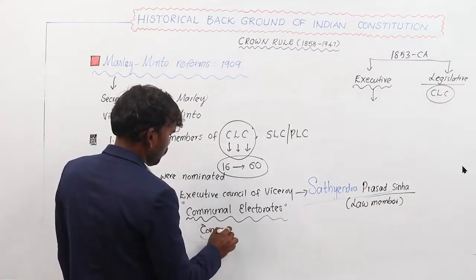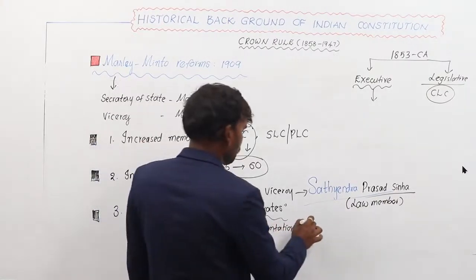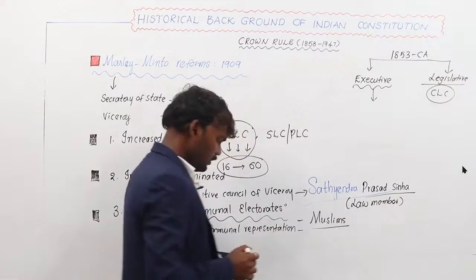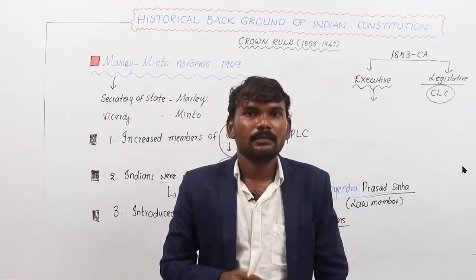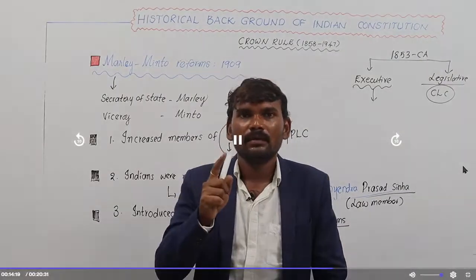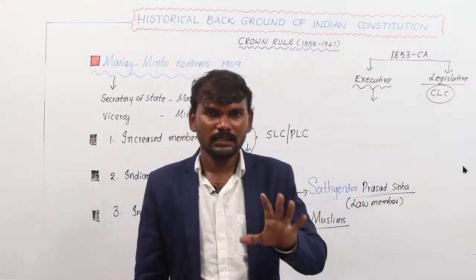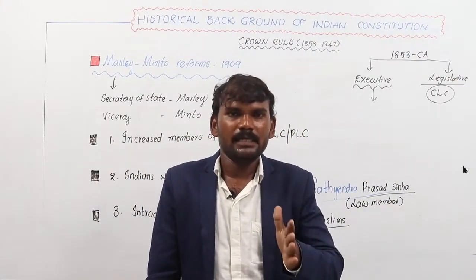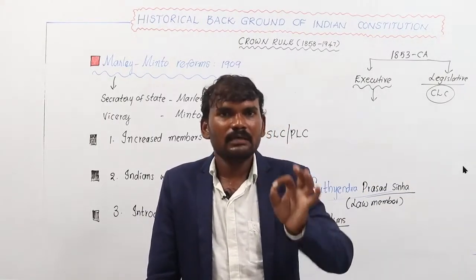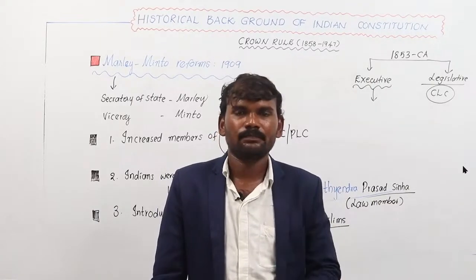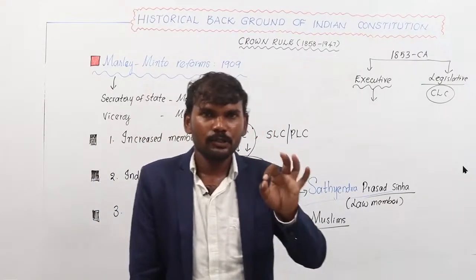Communal representation was introduced for the first time to the Muslims. The first indirect election system was introduced by the 1892 Council Act. But by this 1909 Act, the communal electorate system was introduced, meaning reserving some seats to a particular community. For the first time in India, such specific electorates were reserved for Muslims based on religion, based on community. That's why they are known as communal electorates.